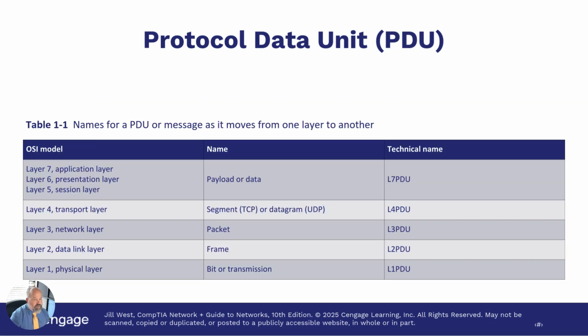So at each layer, the data is called something different. At the application, presentation, and session layer, it's called data or payload. At the transport layer, it's called segment for TCP or datagram for UDP. At the network layer, it's called a packet. At the data link layer, it's called a frame. And at the physical layer, it's called bits. It's the same information, it's just wrapped differently depending on the layer, like a package that gets put in different containers as it travels.